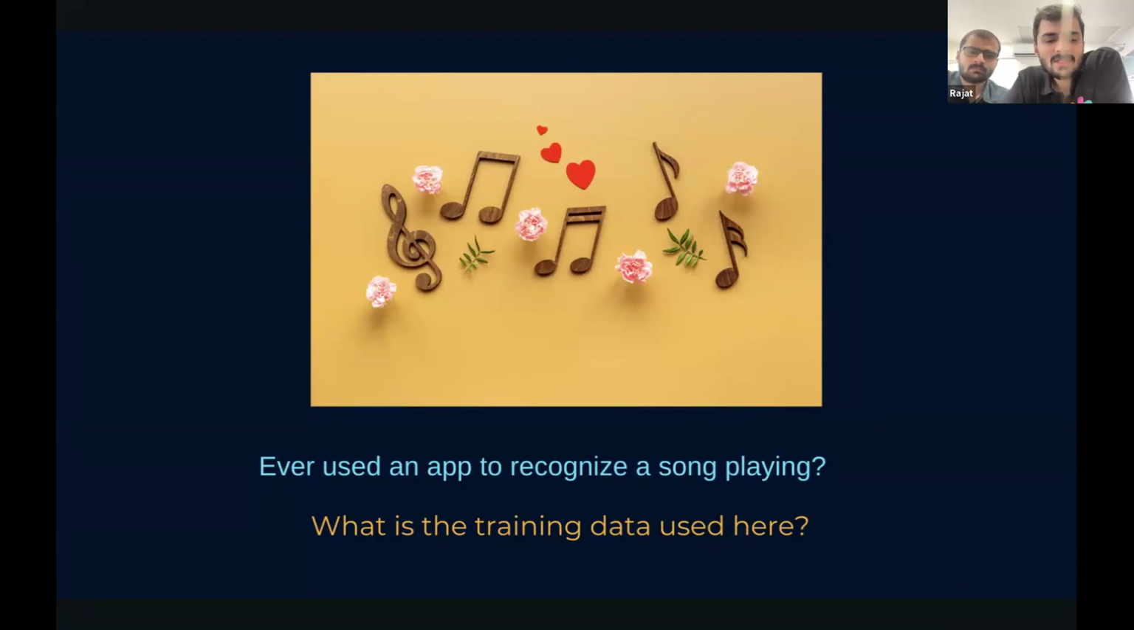So can anyone answer this question? What is the training data that is used in this application? Even Google has this now, everyone. So even if you don't download the Shazam app, you click on the Google app. There is a voice search option there. I'm not sure if anyone has used it, but I have used it multiple times. There you can actually play music and it will recognize it. So can anyone try to think of what is the type of training data that is used over here?